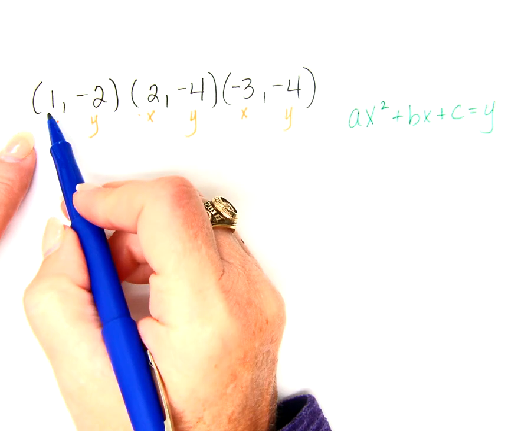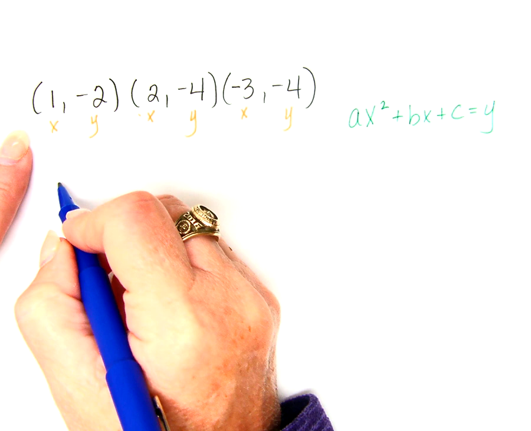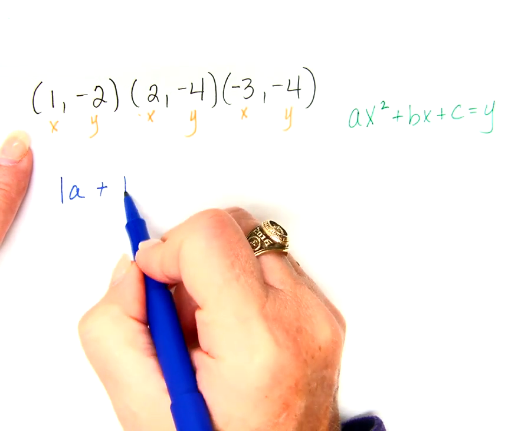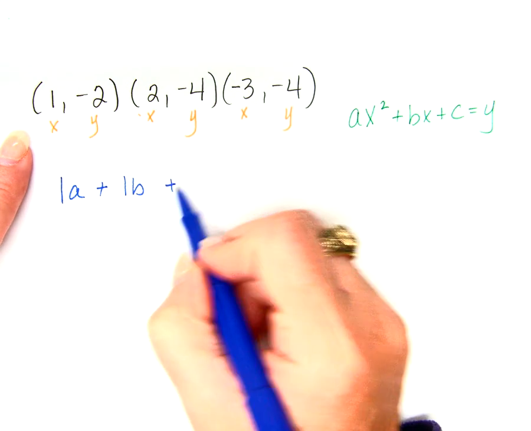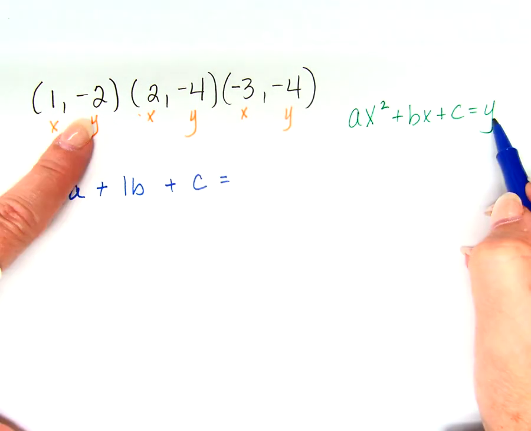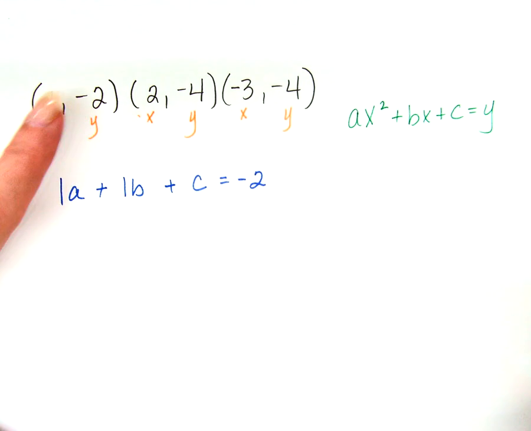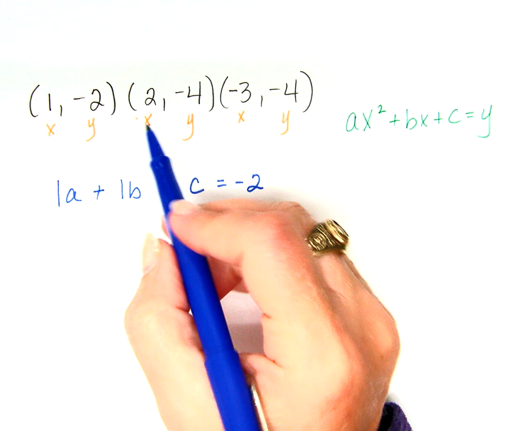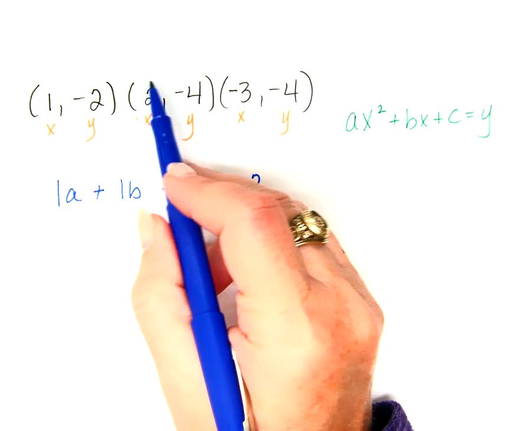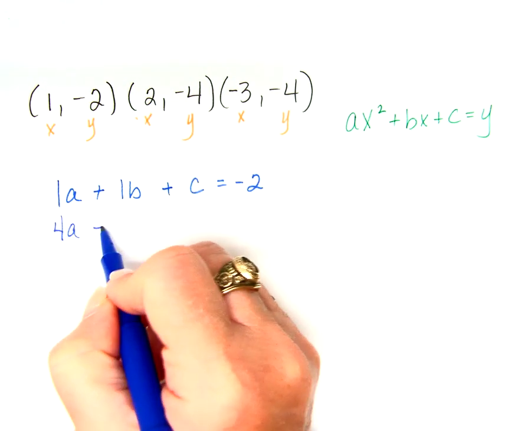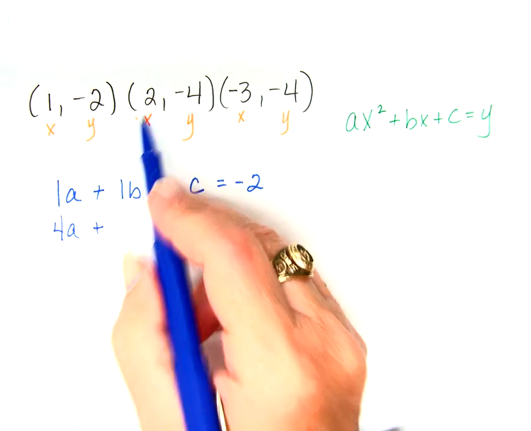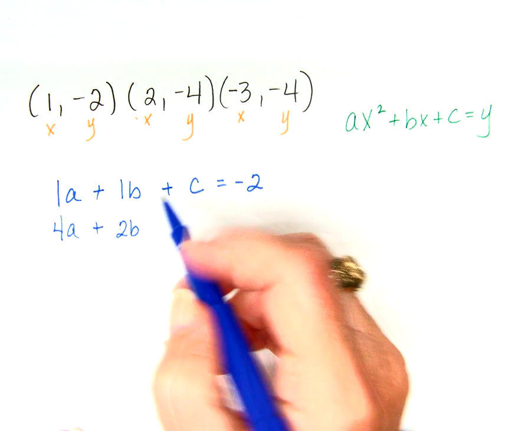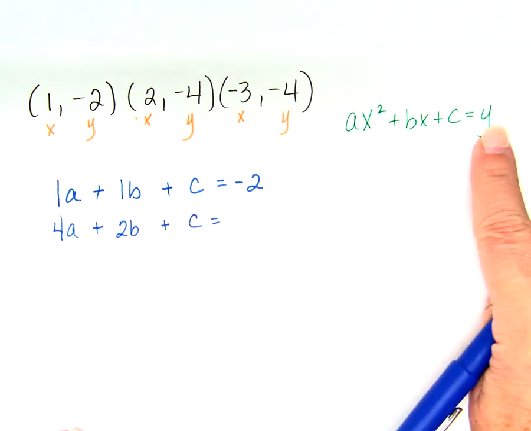Square it. So what is 1 squared? So 1a plus 1b plus c equals negative 2, right? Because that's what y is. Now it's going to be 2a? No, 4a. Right, 2 squared, which is 4a, plus 2b, because I just plug in the x. That's all I have for the second term. And then plus c equals negative 4.